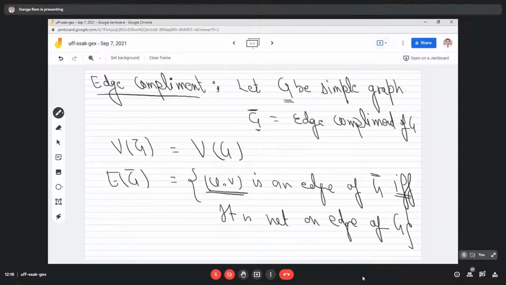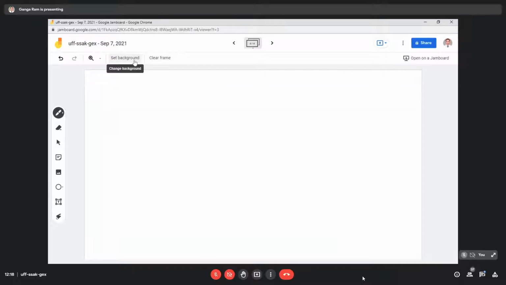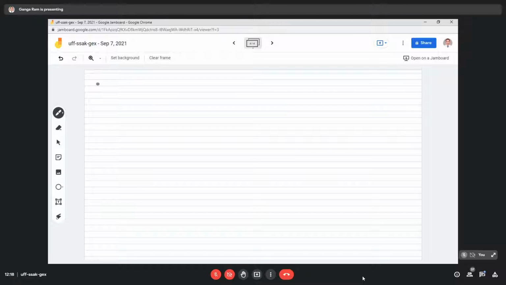Okay, so you will cut the definition by an example. Suppose, first of all, tell me, is it a simple graph? Yes, sir. Okay, it is a simple graph. So what is G prime?